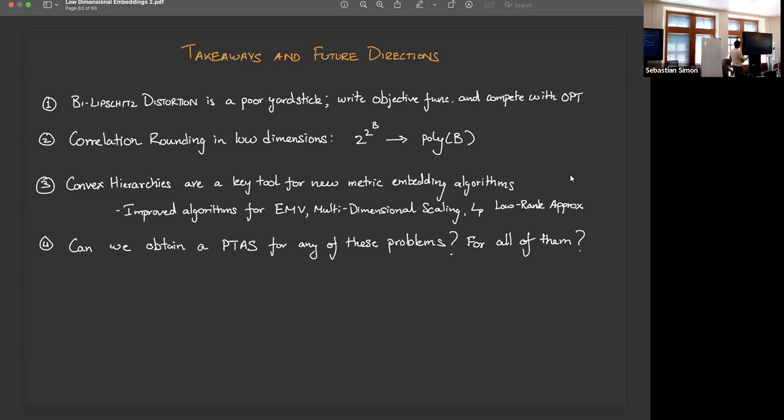So the most natural question coming out of this work is if you actually get this PTAS, which was hinted at by Dhamdhere already in 2004, for any of these problems. Can you get a PTAS for all of them? And I'm optimistic, but I mean, when you say PTAS, this is a multiplicative question. 1 plus epsilon.